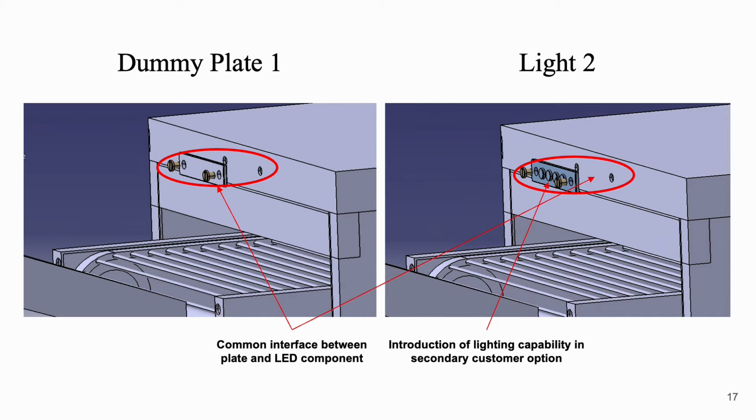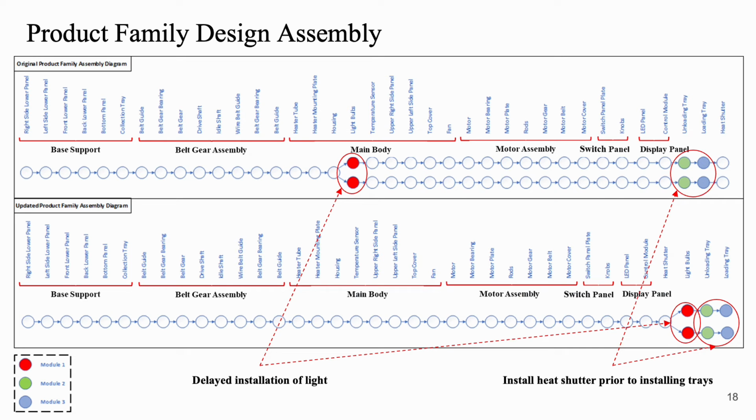Differentiating products further, in the second image you can see for the secondary customers we have provided 2 LED lights, one on each side of the loading tray and unloading tray. And for the base model we have just given a dummy plate in order to use the same top cover in both variants. These are 2 assembly diagrams with delayed differentiation.